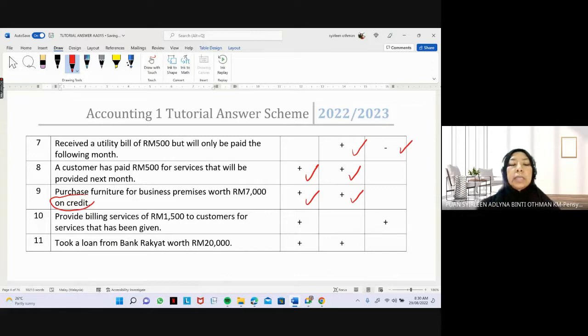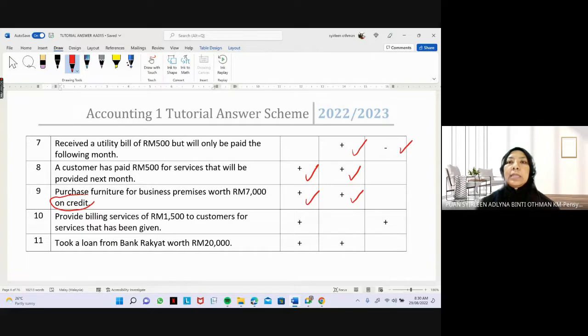Okay, number 10, provide billing services of RM1,500 to customers for services that has been given. Okay, so the services has been delivered or has been rendered. Selepas kamu selesai buat kerja, you gave a bill to the customer. Kita billkan customer tadi, tapi payments has not been made yet. Belum bayar. Cuma kerja dah buat dan kita dah bagi dia bill.